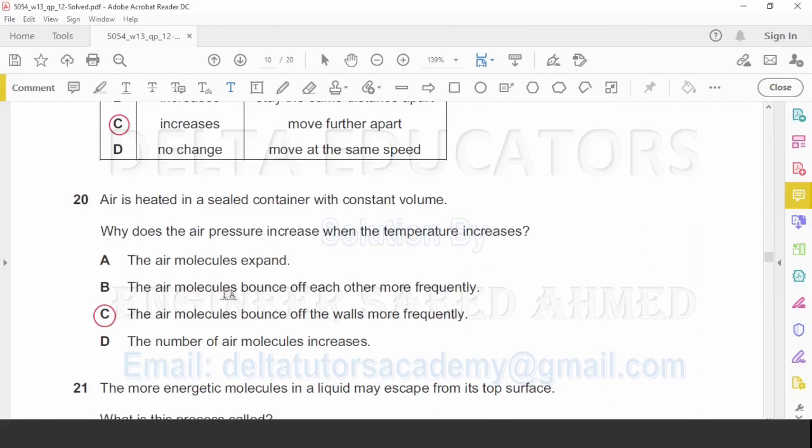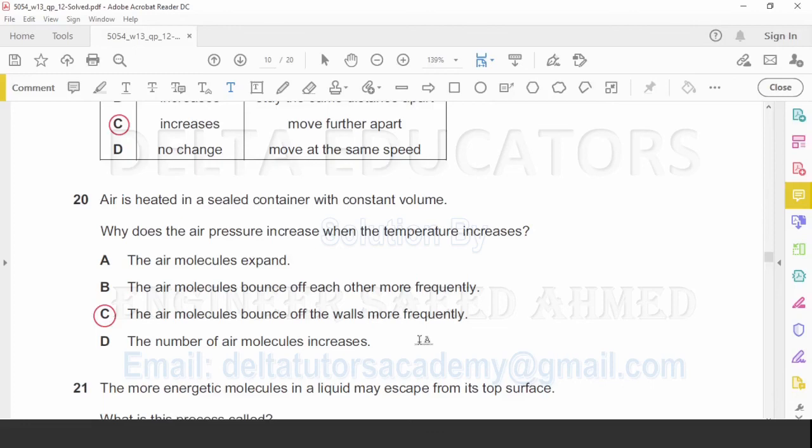Option C, the air molecules bounce off the wall more frequently. Yes, it is the correct reason. When the molecules of the gas strike the wall of the container, it exerts pressure, and with the increase in temperature, the striking of the molecules with the wall of the container increases, so pressure will be increased. So the correct option is option C. What is given in option D? The number of air molecules increases. No, the number of air molecules remains the same. It will neither increase nor decrease. So option D is incorrect. Correct option is option C.